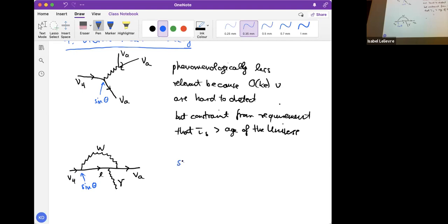So this process has a somewhat lower rate, but yields monochromatic photons.